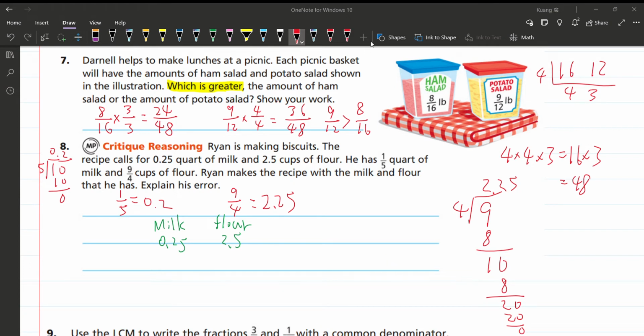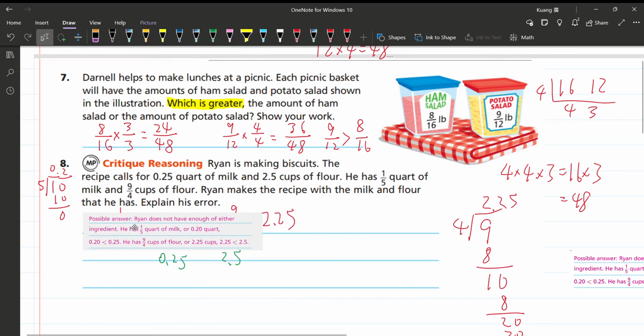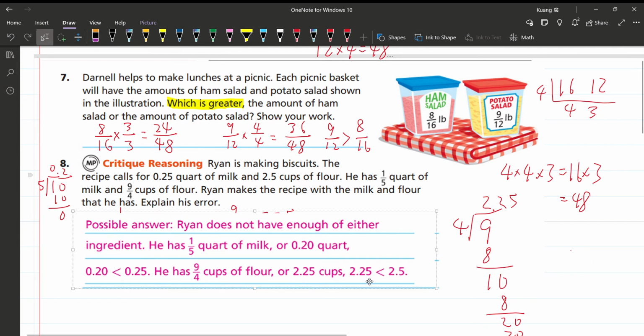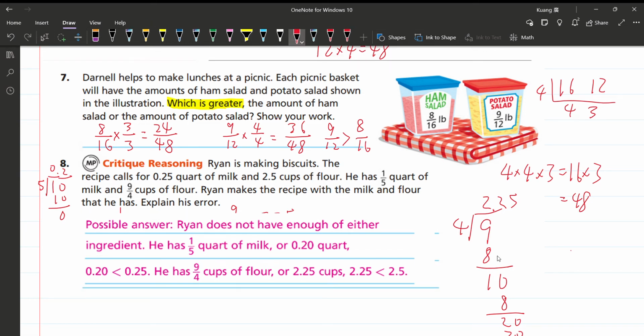Let's have a look at the possible answer in the textbook. A possible answer: Ryan does not have enough of either ingredient. Ingredient means 食材. Anyway, this is the answer from the textbook.